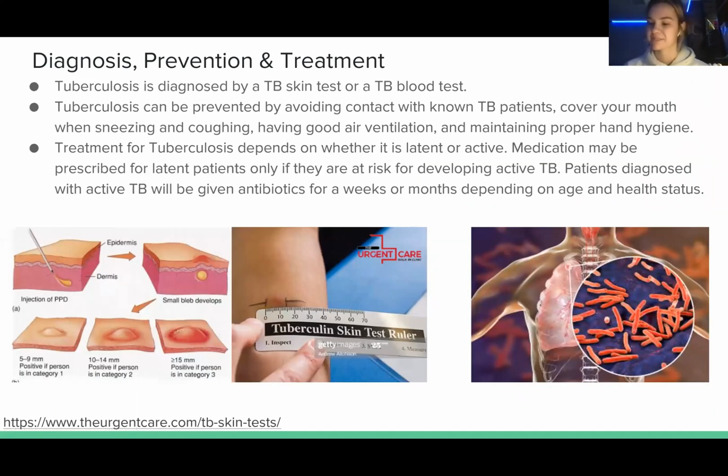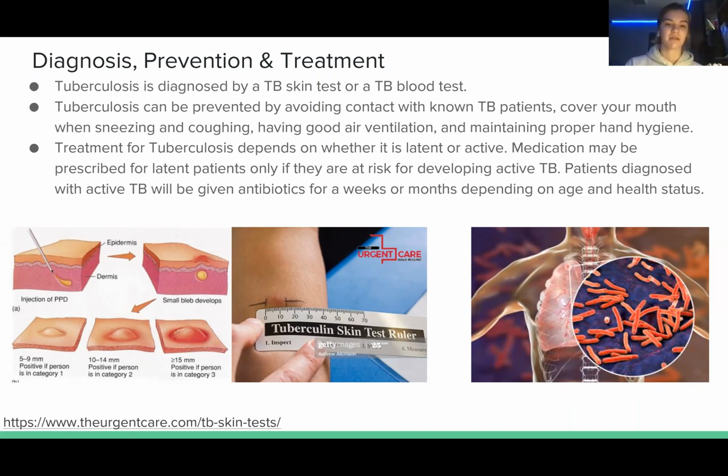For diagnosis, prevention, and treatment of tuberculosis, tuberculosis is diagnosed by a TB skin test or a TB blood test. The skin test involves injecting the patient with a small amount of tuberculin into the skin of the lower arm. 48 to 72 hours later, the arm is examined by a healthcare professional for a reaction. A positive reaction results in a hardened, swollen, or raised injection site.